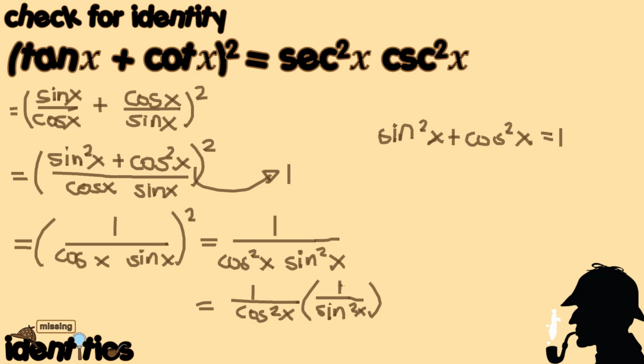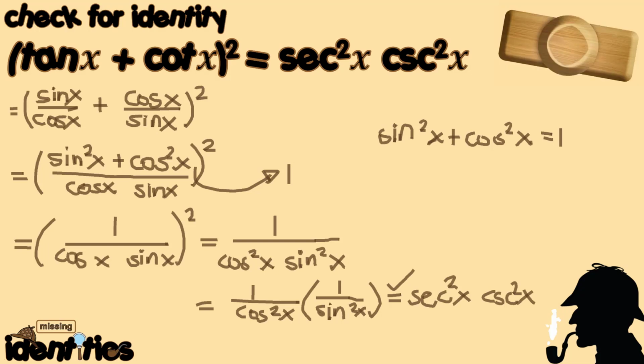Why do we separate them? Because our goal is to come up with the product of two different identities, and 1 over cosine squared x is secant squared x, and 1 over sine squared x is cosecant squared x. This is the target, these are the identities on the right-hand side of our equation, and hence we have now verified this given identity. This case for missing identity is now closed.